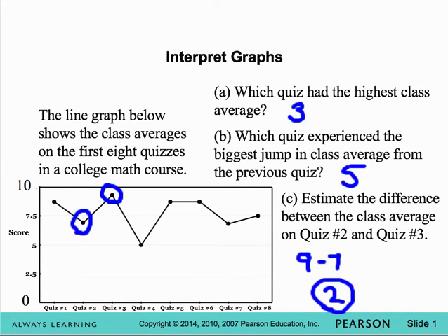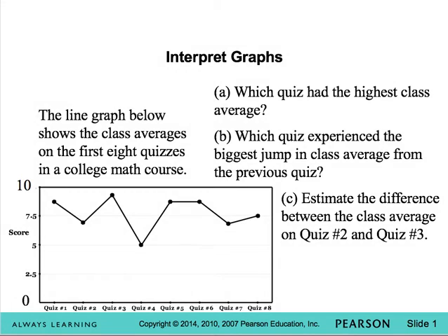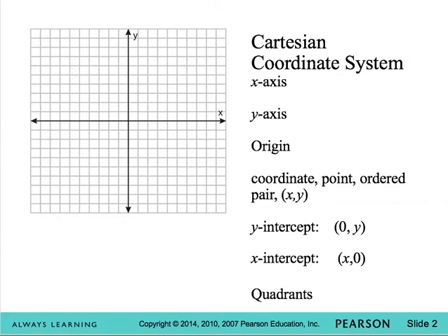Okay, so you've got a couple like that where it's just asking you to interpret and read a couple of graphs. But what we're really interested in is drawing our own graphs. And so right now, let's just get some terminology out of the way. Okay, so our graph is technically a Cartesian coordinate system.